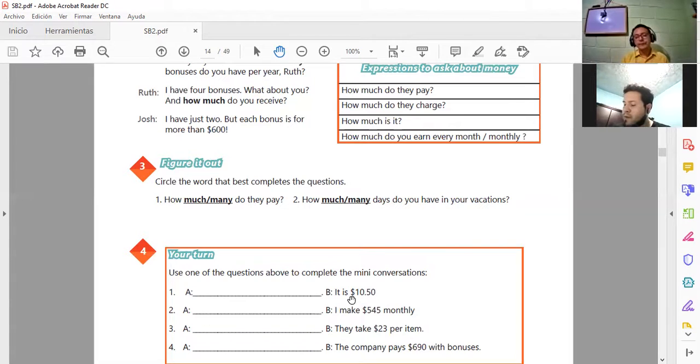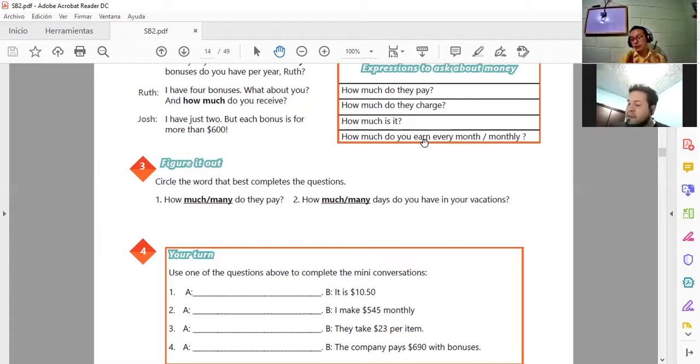Luego, la tercera es un poquito más interesante. How much do they charge? That means exactly, lo que significa exactamente es cuánto cobra. ¿Ok? Ok, permítame. En la número dos me equivoqué. Disculpe. En la número dos, cuando dice I make 545 monthly, es how much do you earn? ¿Cuánto gana? Earn es ganar, pero de dinero. Ese verbo es específicamente eso, es ganar dinero, sueldo, salario. Sí, me perdí en esa parte.